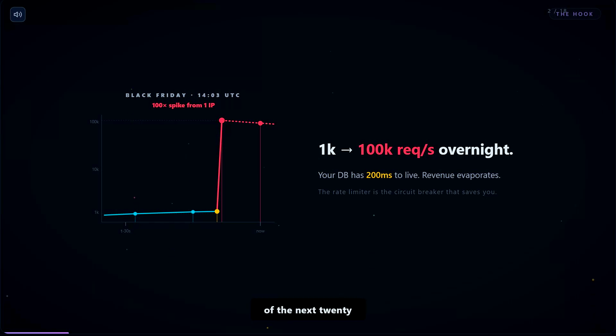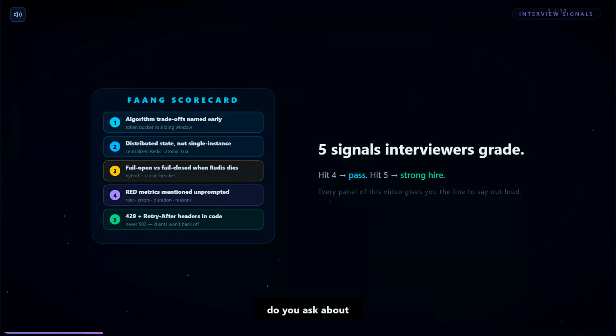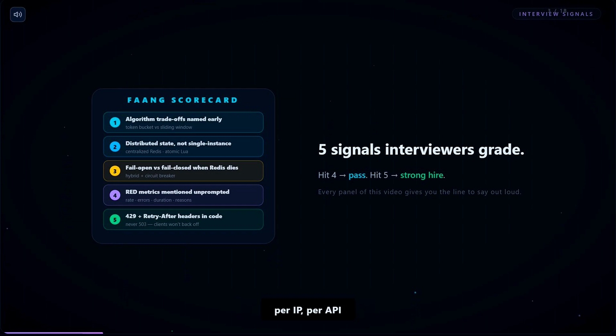By the end of the next 20 minutes, you will have a complete, FAANG-grade answer that you will actually remember in the room. Before any code, know what interviewers are grading. 5 signals. 1. Do you ask about the dimension? Per user, per IP, per API key, per tenant, or global.